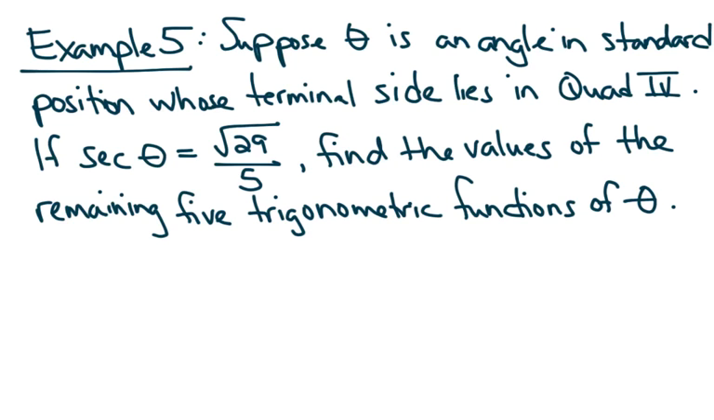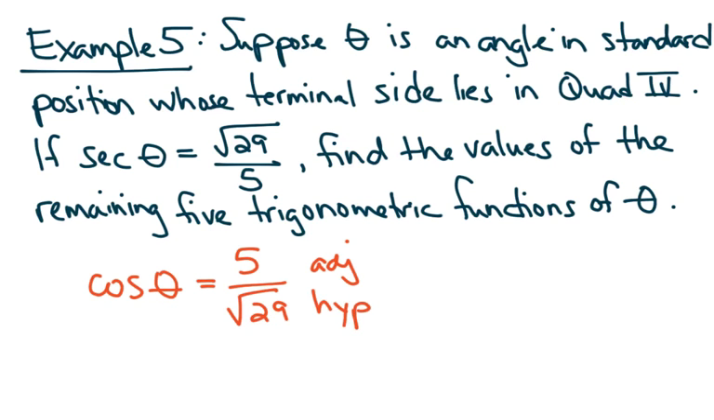So let's start with the fact that we know what the secant is. If I know what the secant of theta is, then I know what its reciprocal is. So the reciprocal of secant is cosine. So the reciprocal must be 5 over the square root of 29. The definition of cosine is adjacent over hypotenuse.